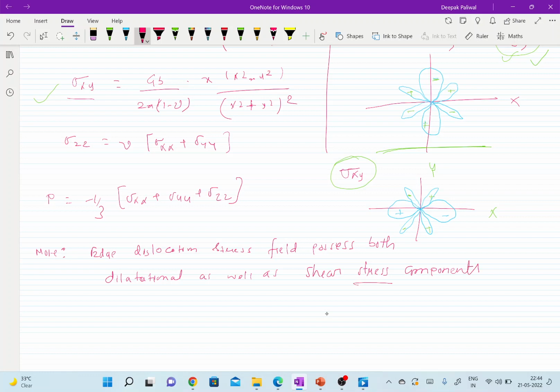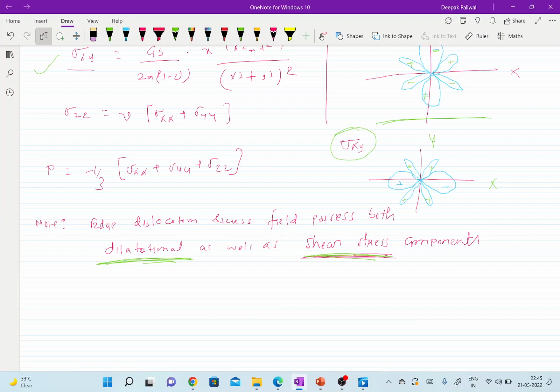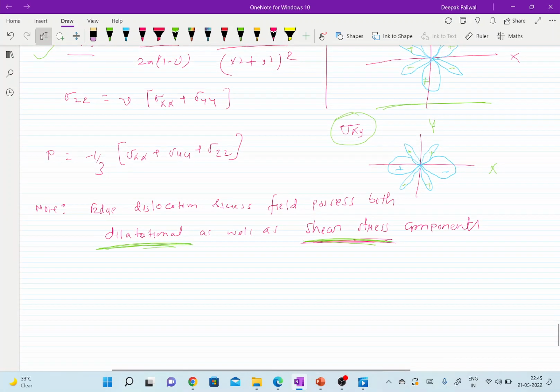Shear stresses, we can say, edge dislocation consists of both shear stresses as well as a dilatational part. Okay, and again from this equation, if I write it in polar coordinates, we know the term x square plus y square would be r square.